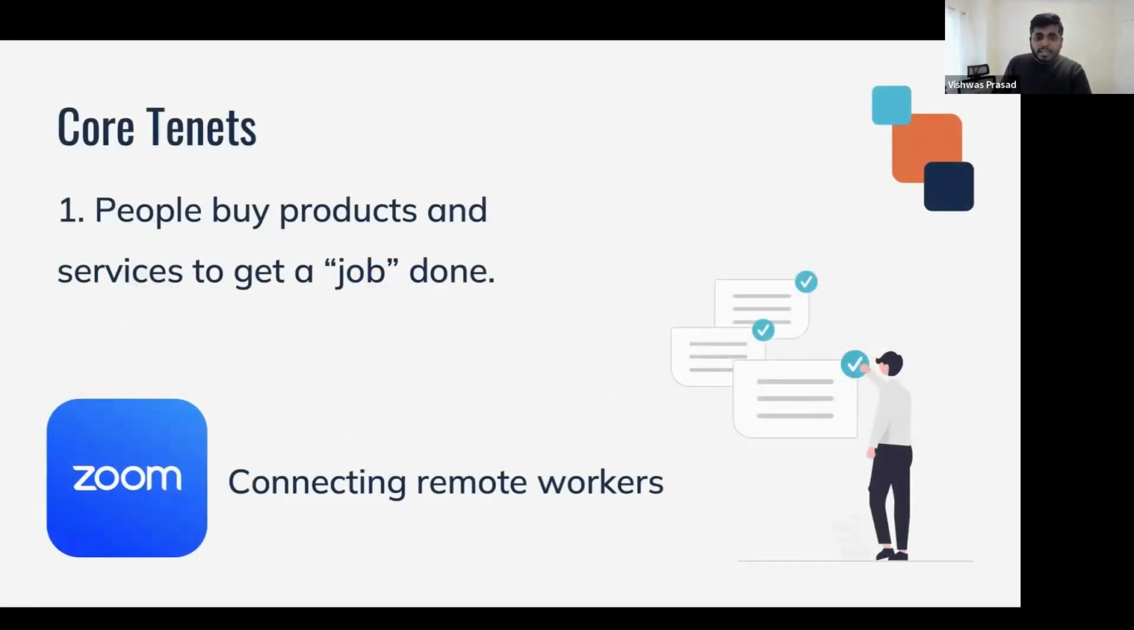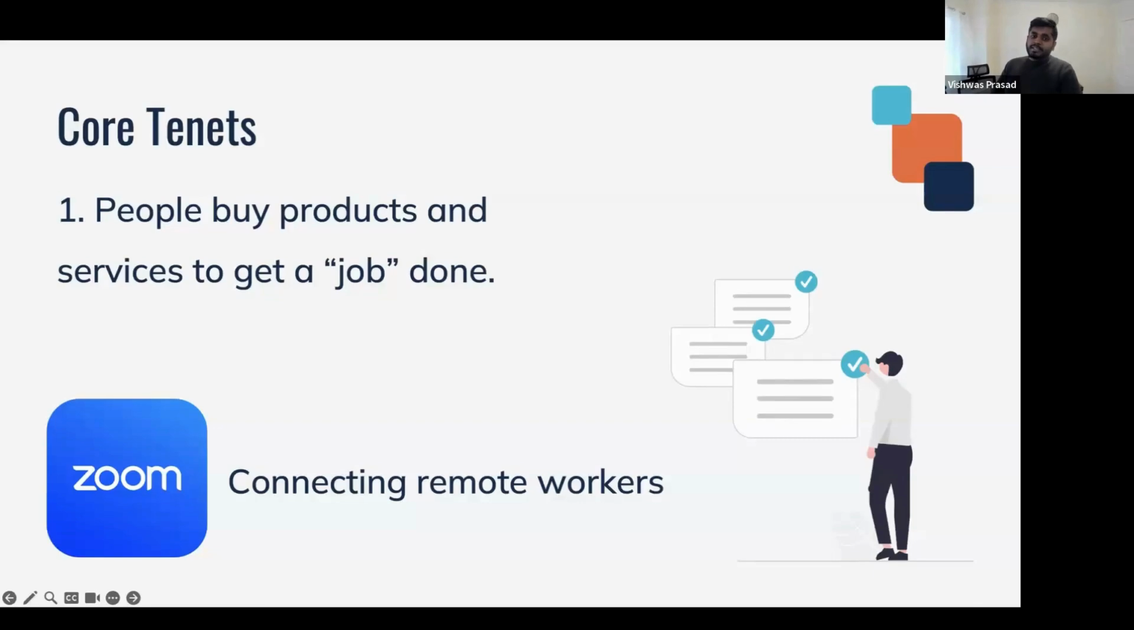Jobs to be done, at its heart, posits that customers hire products or services to achieve a particular outcome or solve a problem that they face. This perspective shifts the focus from the product to the customer's needs and the context in which they'll use the product. Understanding these jobs helps businesses design solutions that precisely address the customer's demands, right? That is what the first tenet of jobs to be done says.